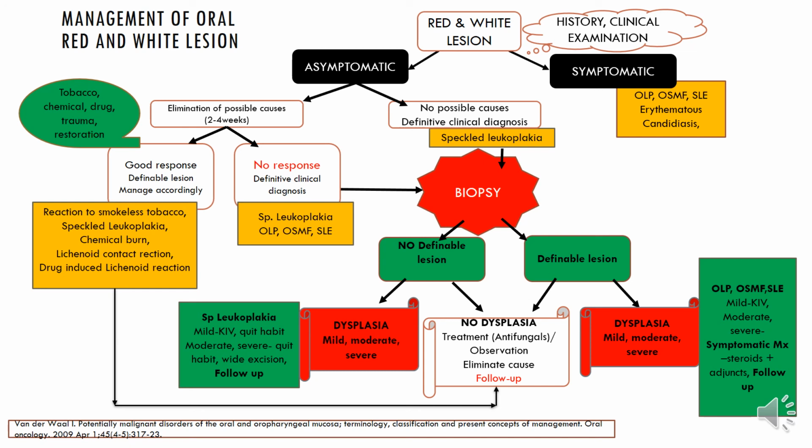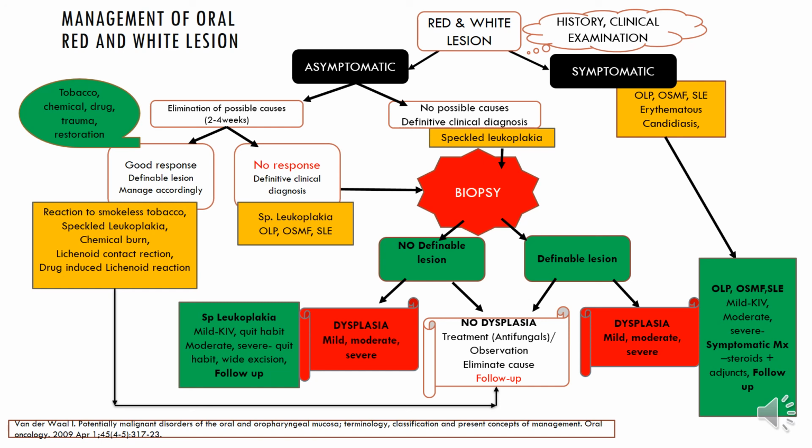On the other hand, if you're looking at a definable lesion like a lichen planus, OSMF, or an SLE, and they are dysplastic, again it's important to keep in view if they are mild. Try to eliminate the cause if it is possible. If moderate or severe, important to treat symptoms in these patients, especially with steroids and adjuncts, and follow-up. So follow-up is a very important component of all of these lesions. It's important to keep the patient under constant review, call them back in the first year for every 3 months to 6 months, and then later moving on to about review every year.